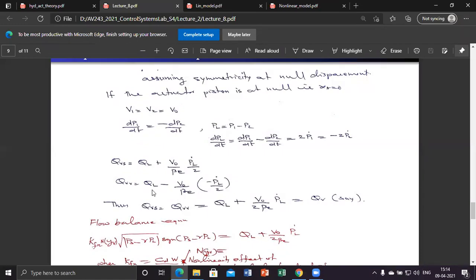Similarly, QVR equals QL minus the same formula. Now you can see that QVS is equal to QVR, because minus and minus will cancel, which is given by QL plus V0 by 2 beta into PL dot.